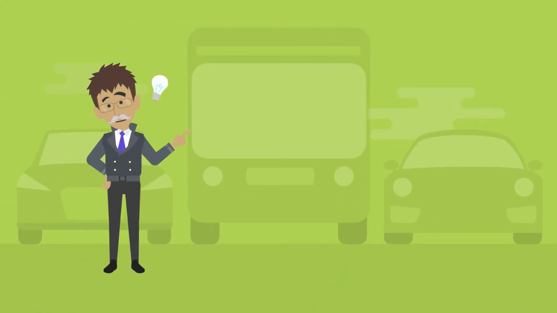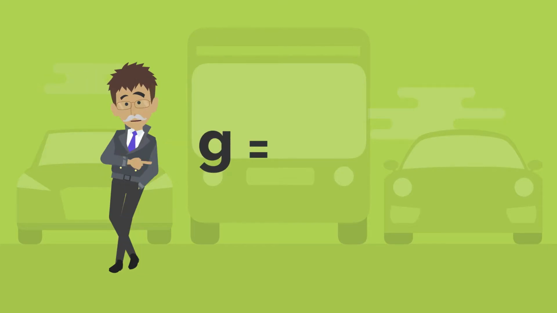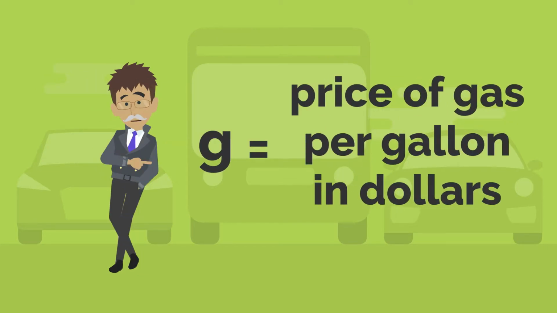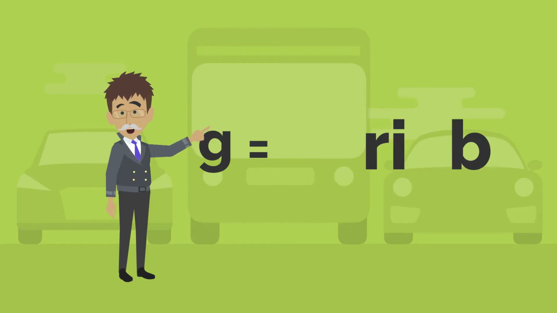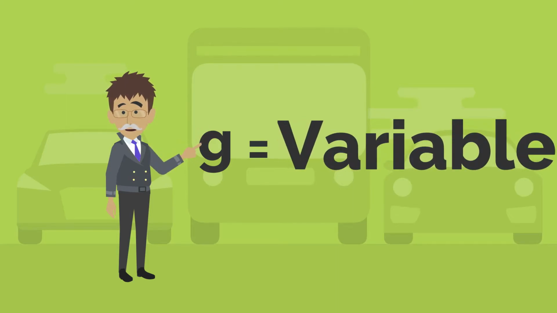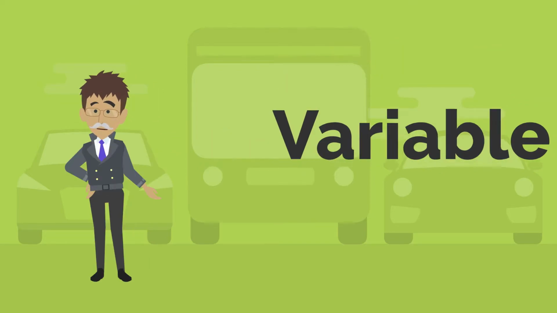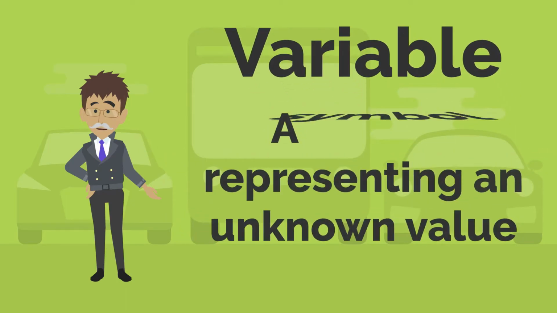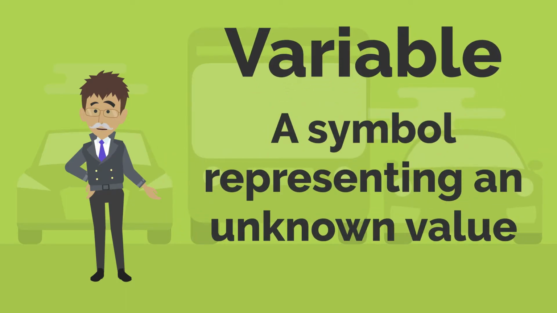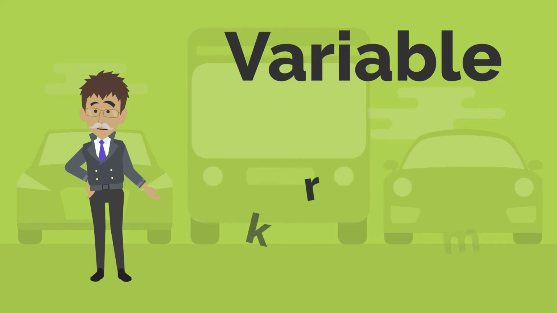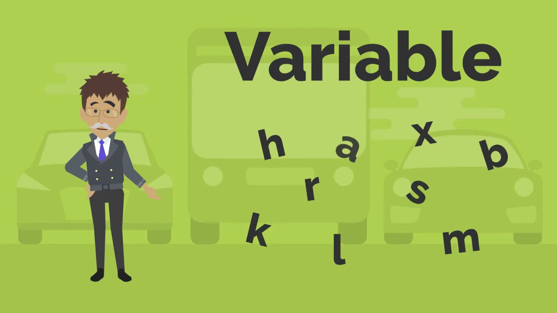I will use the letter G to represent the price of gas. In mathematics, we call the letter G a variable. The variable is one of the most important concepts in algebra. A variable is a symbol that represents an unknown value or one that changes. For simplicity, we usually use a letter.